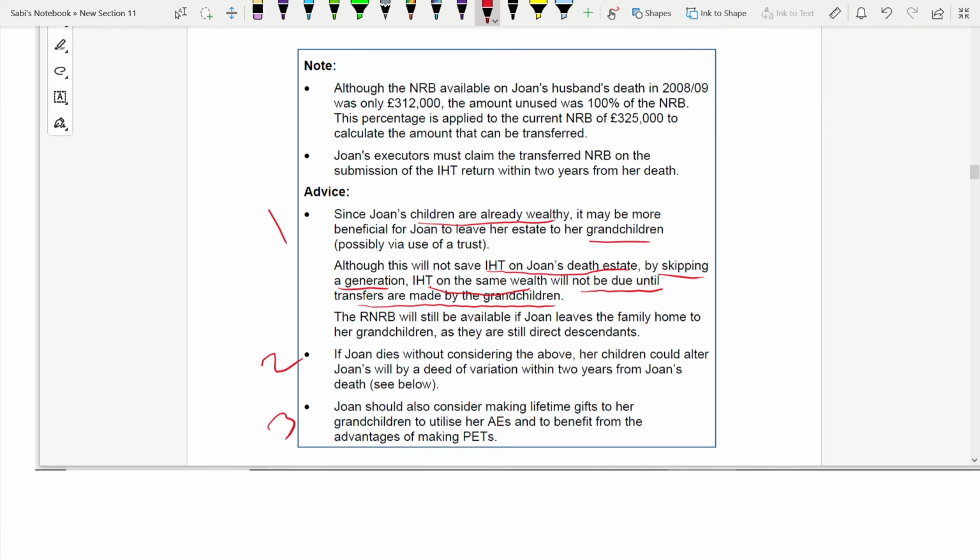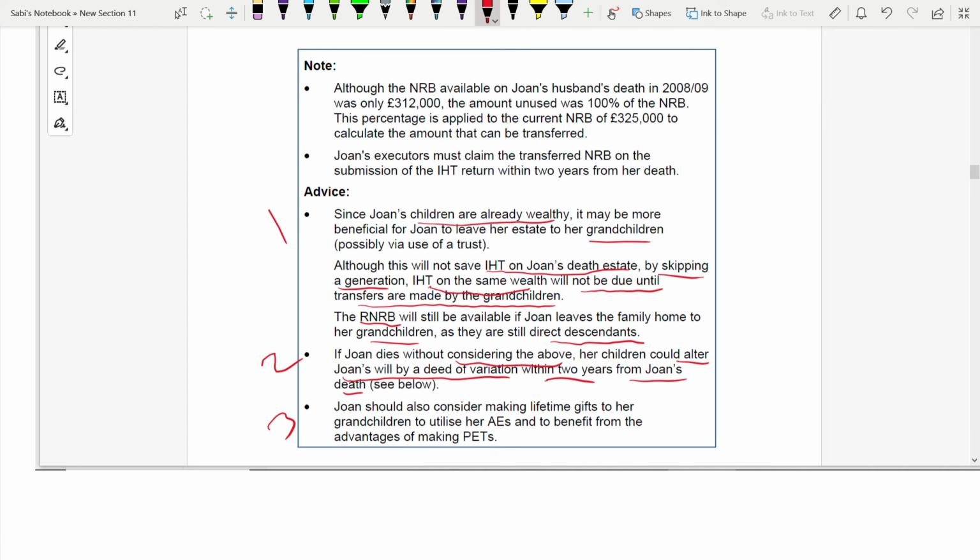Okay, and also residence nil rate band will be available if John leaves the family home to her grandchildren as they're still direct descendants. Number 2, if John dies without considering the above, her children could alter John's will by a deed of variation. Next is deed of variation. Within 2 years, they can still change the deed from John's death.